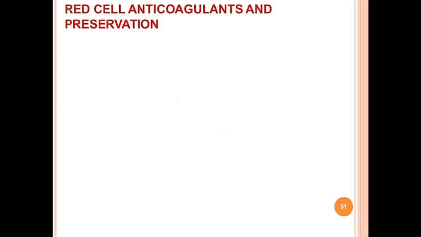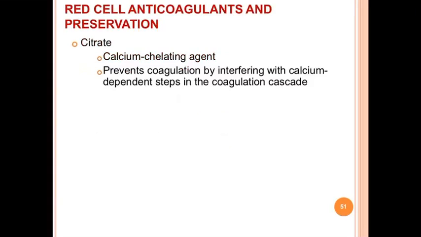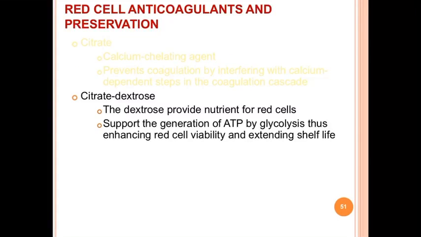Now red cell anticoagulant and its preservation. The first is citrate, a calcium chelating agent that prevents coagulation by interfering with the calcium dependent step in the coagulation cascade. Second is citrate dextrose. The dextrose provides a nutrient for the red cell and supports the generation of ATP by glycolysis, thus enhancing red cell viability and extending the shelf life.